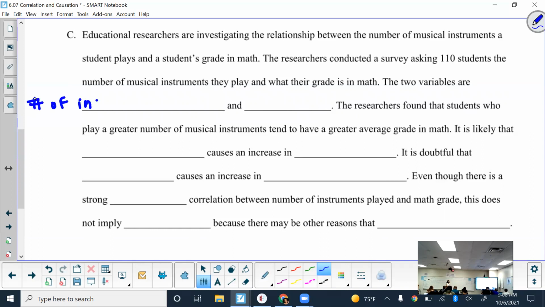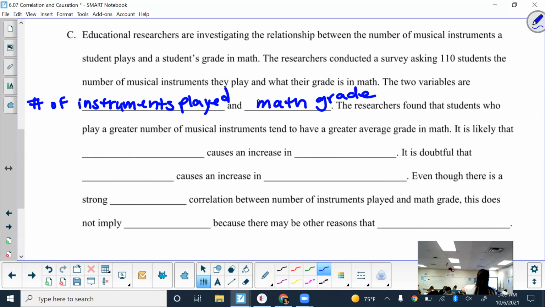So number of instruments played, it's on the back of your note sheet. Example C. So number of instruments played and what else? Good. Because there are actual studies out there that say kids that are more, I don't know a good word, but like attracted to music, like they want to play more instruments, things like that, tend to have better grades in math. Like it's a weird study, but it has a strong relationship.